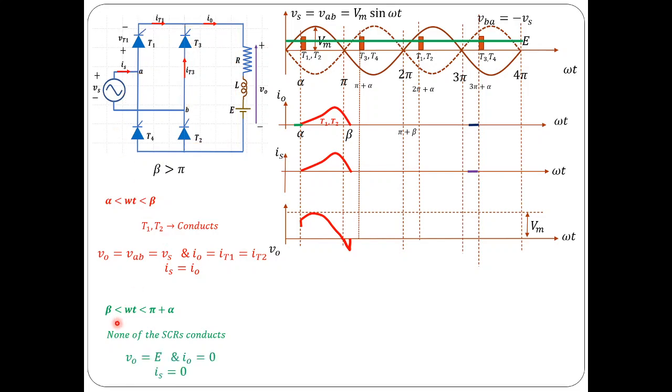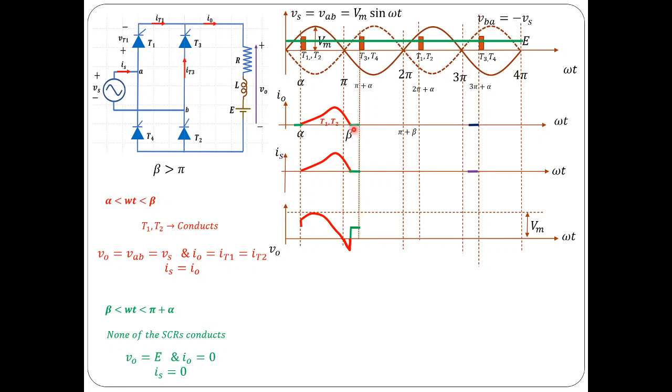So during this period, omega t ranging from beta to pi plus alpha, the voltage across the load is the same as the battery voltage. If there is no current flowing, the voltage across the resistor and inductor are both 0, but the voltage across the battery is E, which is the same as the load voltage, and the current through the load is 0 and the current through the source is also 0 during this period. That is indicated by these green lines here.